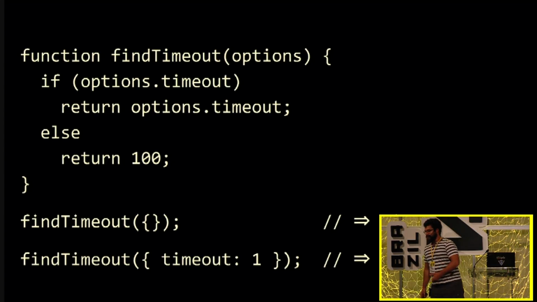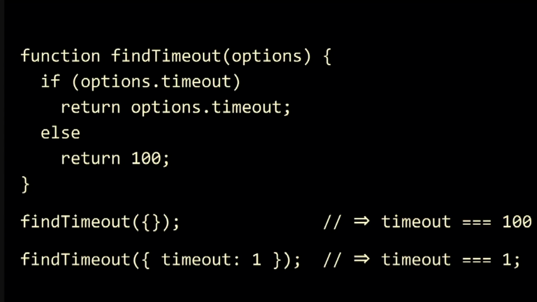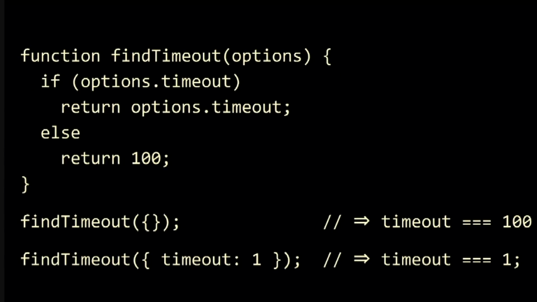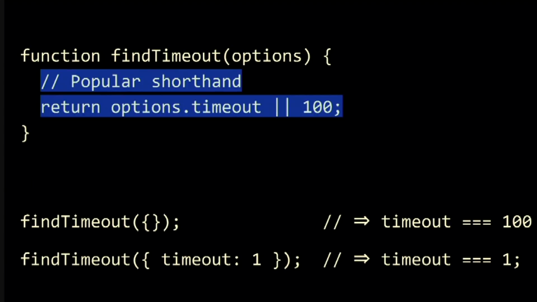And so, for example, say we have some function that takes a timeout, like this Ajax method, and we want the timeout to default to 100 if it's not there. So we could use an if statement. Say if options.timeout, then OK, you have your timeout. Otherwise, default to 100. So that seems pretty good.